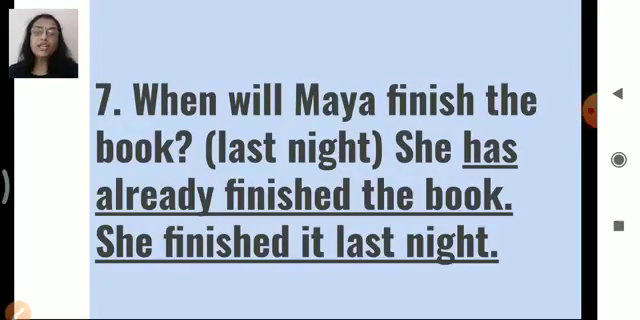When will Maya finish the book? Last night. She has, okay, Maya is a female gender, so we have used the pronoun she. She has already finished the book. She finished it last night. Okay, again here past participle and the past tense are same.